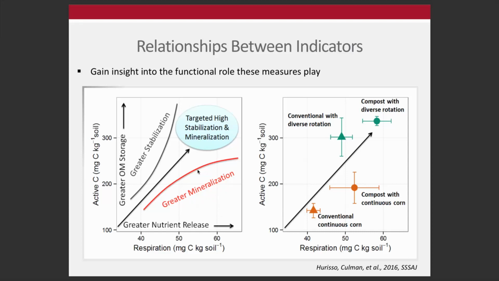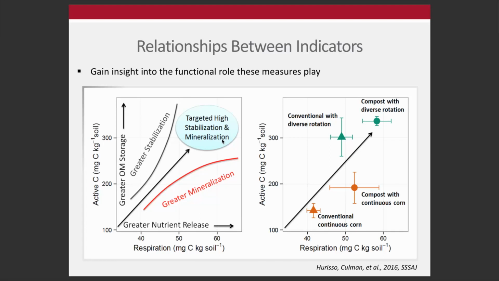And so, obviously, what we want is the best of both worlds. We want to target high stabilization process and great turnover. So we want a lot going into the soil, but we also want that getting decomposed and have this very active, rapidly cycled organic matter. That's the kind of bread and butter from a nutrient perspective of a very healthy soil.